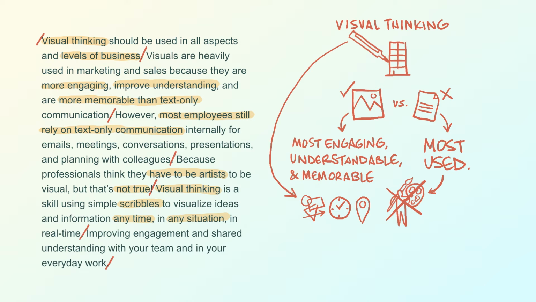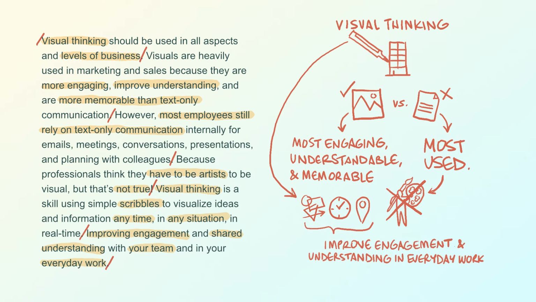Sentence 6, what? Improved engagement and understanding. Sentence 6, who? Your team. Sentence 6, when? Every day. Sentence 6, where? Your work. For this last sentence, we could simply write improve engagement and understanding in everyday work. It's quotable. We could draw a group of people to represent team next to a list from sentence 2.